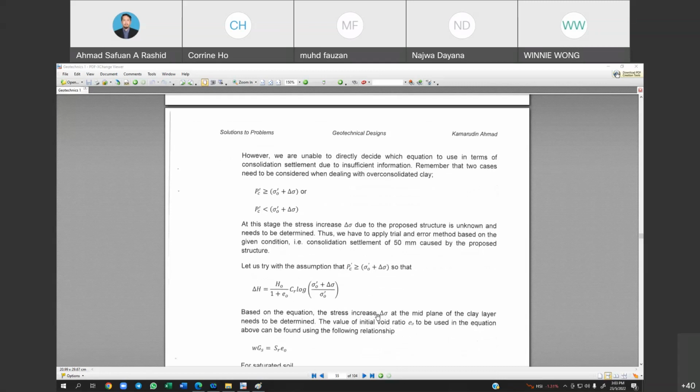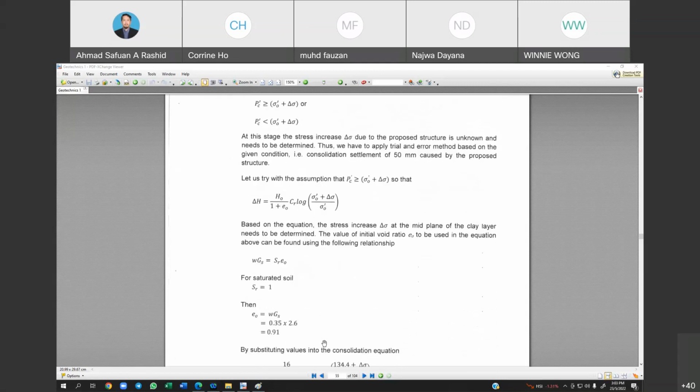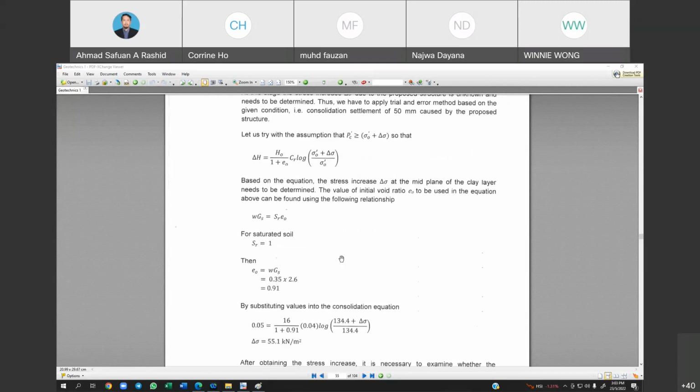Using the relationship, yang ini standard lah, where e is equal to 0.91. Then rearrange the equation, whereby delta sigma should be put on the left and the rest should be on the right. So yang ini awak nak pindah ni log, dia akan jadi anti-log kan. So at the end, the delta sigma value is equal to 55.1.